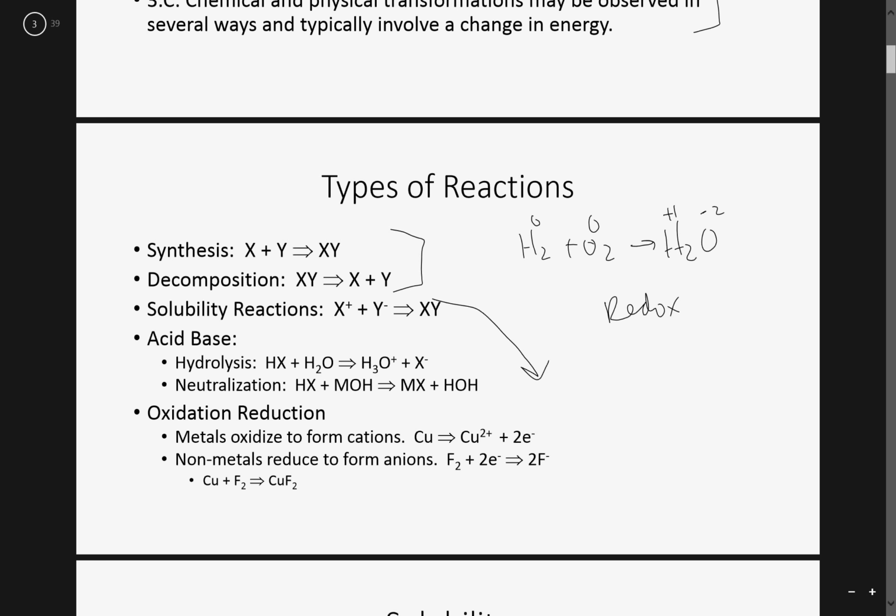I could have, let's say, lithium plus Cl. Well, I guess it depends how soluble it is, but if this thing forms lithium chloride, then this is what I refer to as a solubility reaction. So there's a few different types of reactions. So we have solubility, acid-base, and then oxidation reduction.